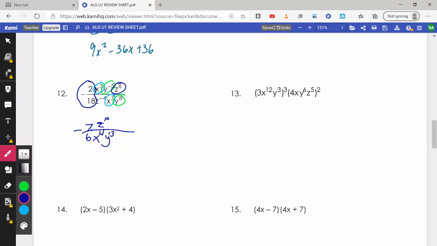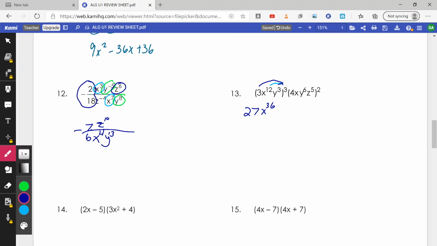Number 13, again, the format's a little bit different. So what we will do is we take a look. We have 3x to the 12th y cubed, all cubed, times 4x y to the 6th z to the 5th, all squared. So anytime I'm raising something in parentheses, I want to raise the solid number in parentheses to the power of 3. So in this case, 3 cubed, 3 times 3 times 3, 27. Now that I am raising a power to a power, in this case, I will multiply. So x to the 12th, I'll multiply 12 times 3. So I get x to the 36.